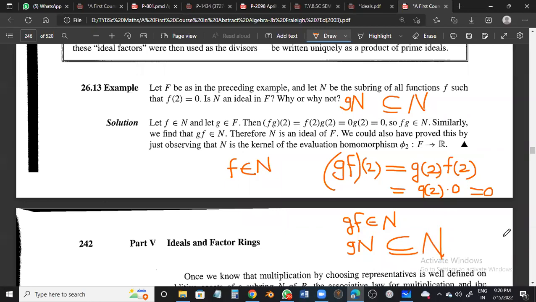Same way you may try with N into G also. Because the value goes to 0, there also you'll find that N into G is a subset of N. So both ways your condition is satisfied. GN is a subset of N, and NG is also a subset of N. So this N becomes an ideal. What was your N? The set N was the subring of all functions whose image at 2 is 0. So N is an ideal. Followed?